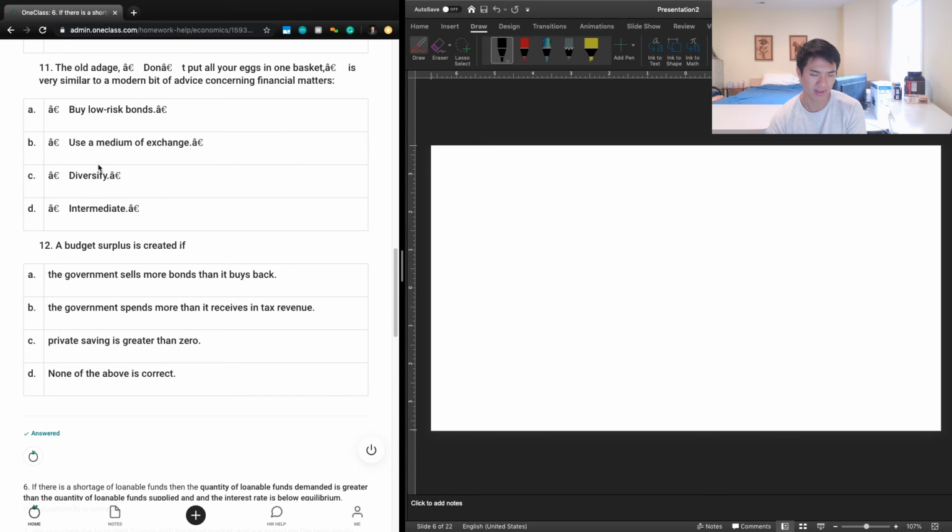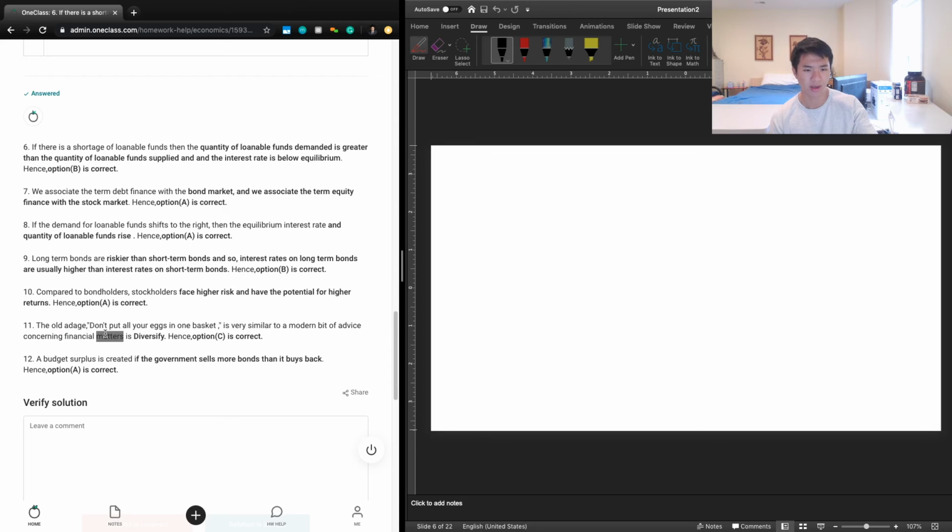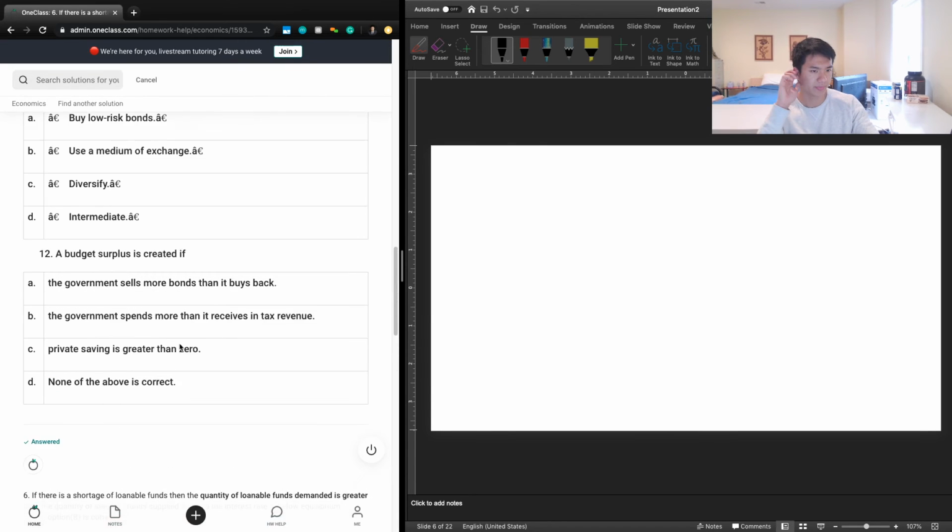D says intermediate, and that is more like a function of financial markets rather than anything else. And so that's not going to be the correct answer here. So diversify is the right answer, and diversify is correct.